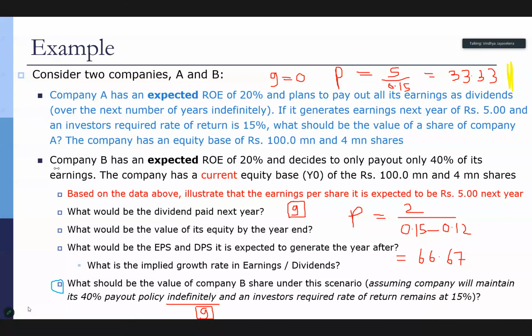Sorry, there's a question that says, is it 2 rupees or 2.24 rupees? It's D1, right? D1 was 2 rupees. 2.24 was D2.